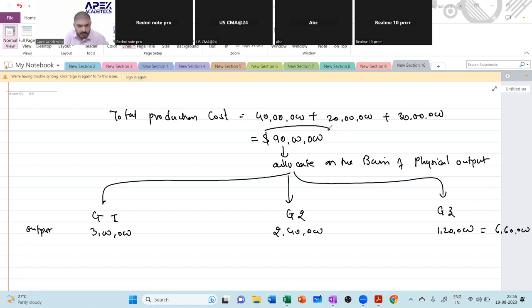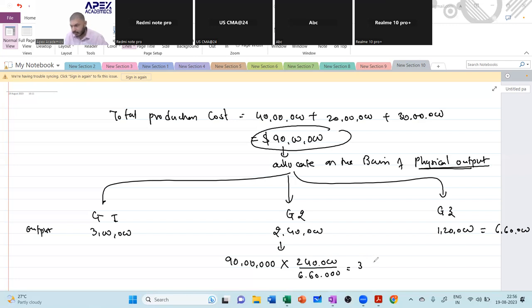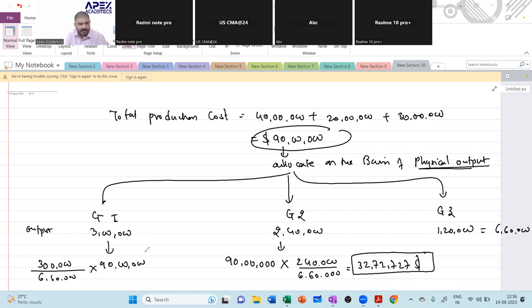Now this total cost is allocated on the basis of physical output. So how much will be allocated to this grade? 90 lakhs multiplied by 2,40,000 divided by 6,60,000. What is the answer that will come over here? Your answer is $32,72,727. For the other one, it will be 3 lakhs divided by 6,60,000 multiplied by 90 lakhs. You can take this as your homework.